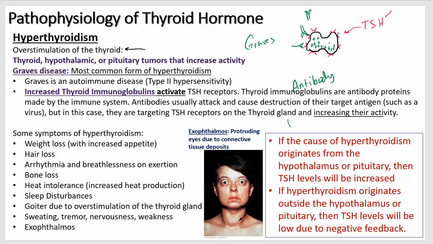All right, so I have over here in red, if the cause of hyperthyroidism originates from the hypothalamus or pituitary, then TSH levels will be increased. So this is kind of an important concept to really understand.